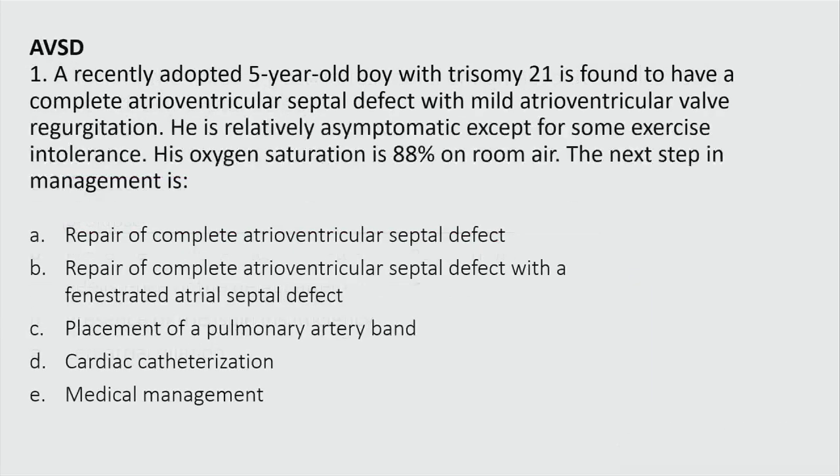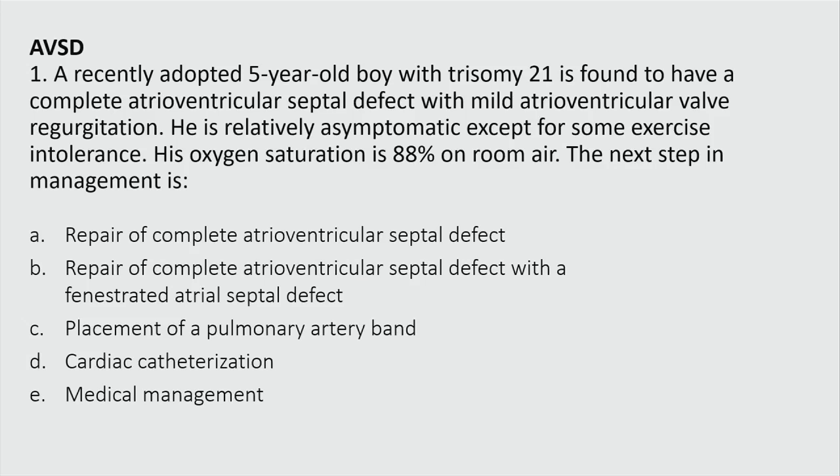Yeah, excellent. AVSD, a recently adopted 5-year-old boy with trisomy 21. We had a few of these in this meeting. The adopted child with trisomy 21 is found to have a complete AVSD with mild atrioventricular valve regurgitation. He's relatively asymptomatic except for some exercise intolerance. His oxygen saturation is 88% on room air.